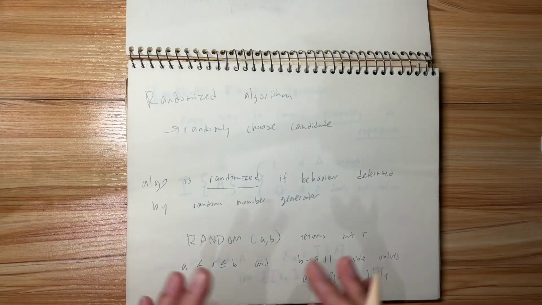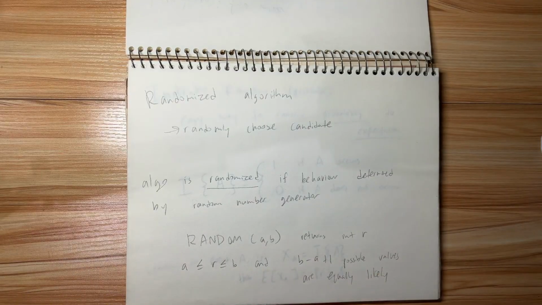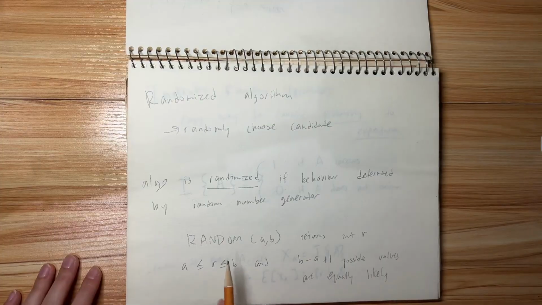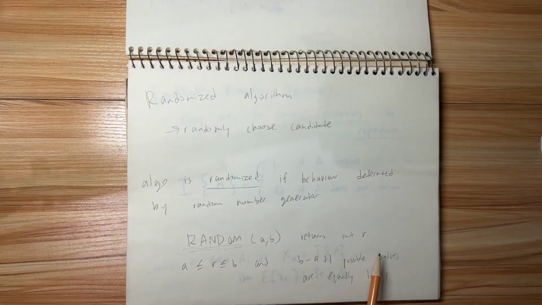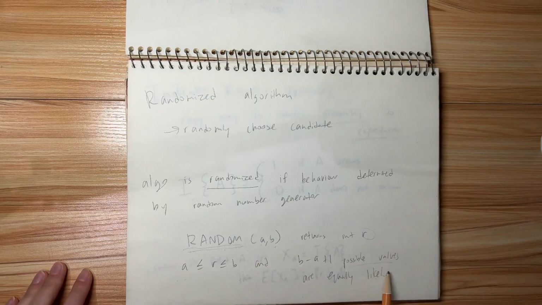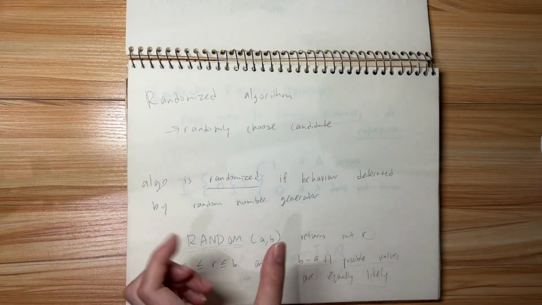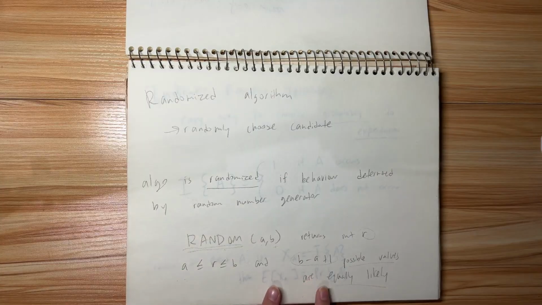But in terms of theory, we just want to take a random number. The formal definition is the random function. It will return an integer r such that it's between a and b, and we have this many possible values, which is the amount of values within this range. And we're saying all of these are equally likely. This is very important. They're all equally likely.